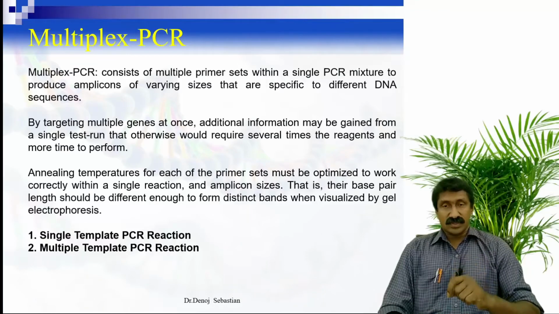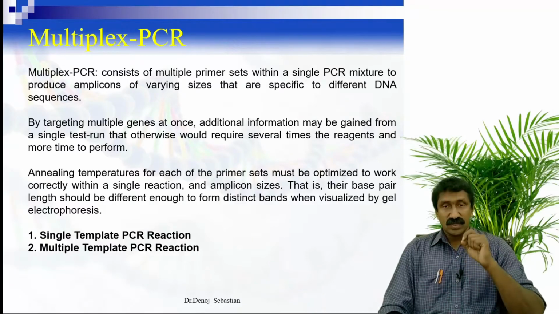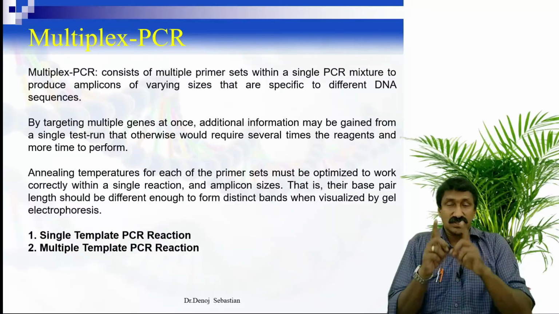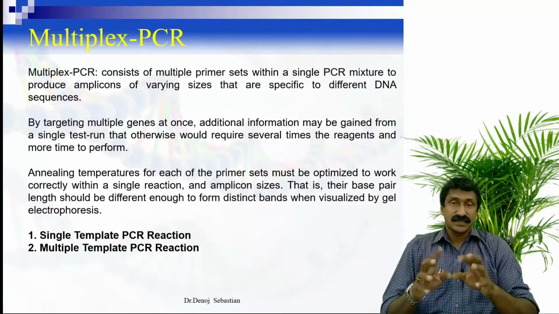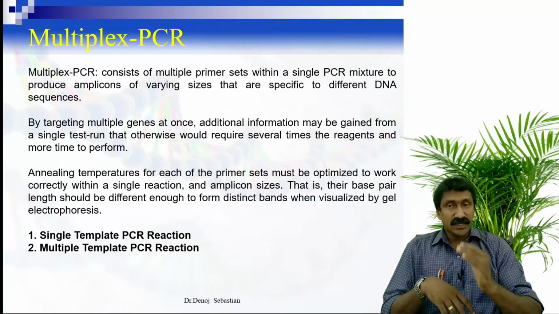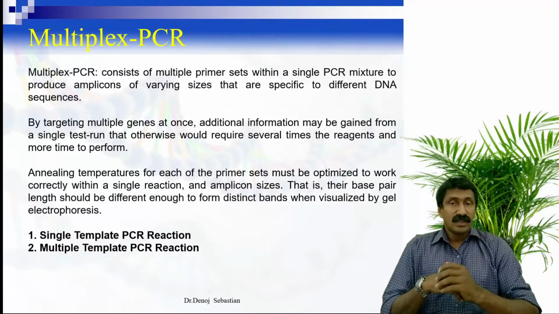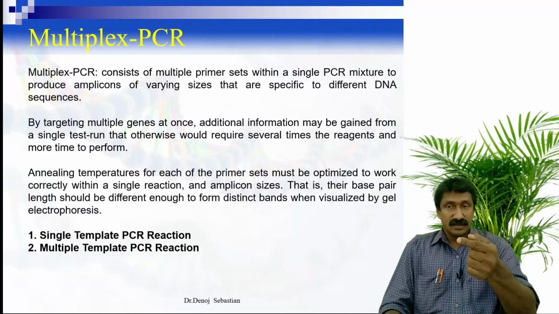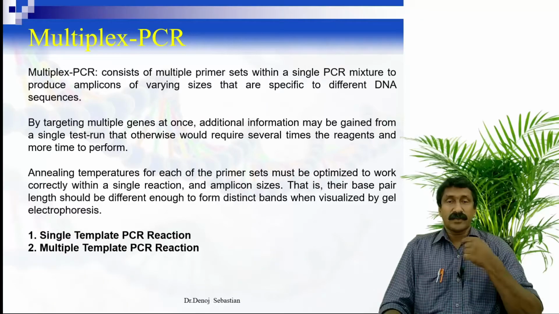Each and every gene product of primer set 1, primer set 2 and primer set 3 can be distinguished. It should be distinguished based on their sizes. There is no other option. So when you are running it in a gel, there should be 3 separate bands available so that you can verify the amplification product of each and every primer pair based on their difference in length.